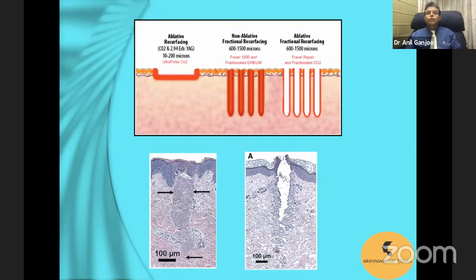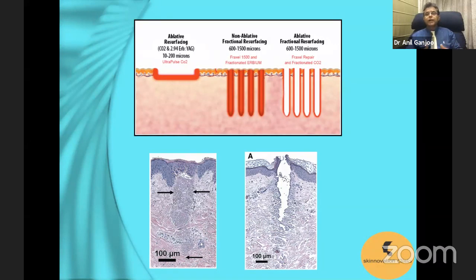Then we evolved into the fractional CO2 laser. There was always an apprehension that darker skins, when treated with ablative lasers and ablative fractional lasers, would be more liable to produce post-inflammatory hyperpigmentation. There are a lot of studies which say that we should be very, very careful in our kind of skins. But then practically speaking, we have not seen a huge problem happening with ablative resurfacing lasers.